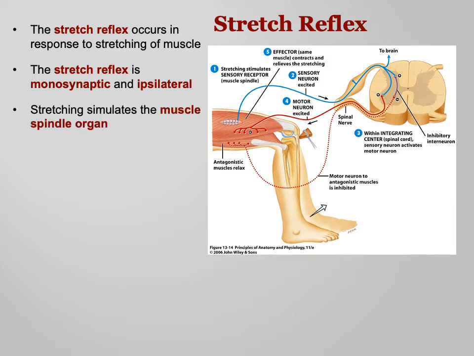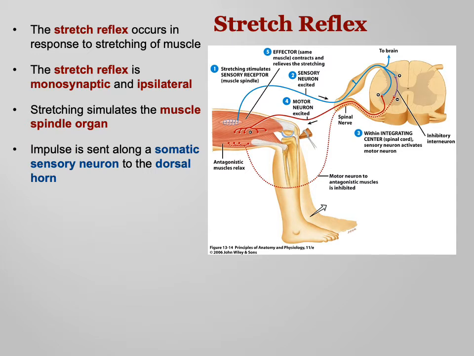So stretching stimulates what's called the muscle spindle organ. So deep in the muscle, there's an organ that's designed to detect stretch, all right? So impulse sent along a somatic sensory neuron to the dorsal horn, all right? And what's going on here, this is basically your body's response to something happening that you didn't want to happen, and so you respond by basically saying, hey, let's put things back to normal. So when the hammer taps there on the ligament, it causes the muscle to stretch, and your spinal cord says, hey, I didn't cause this to stretch. That's weird. I don't want that happening.